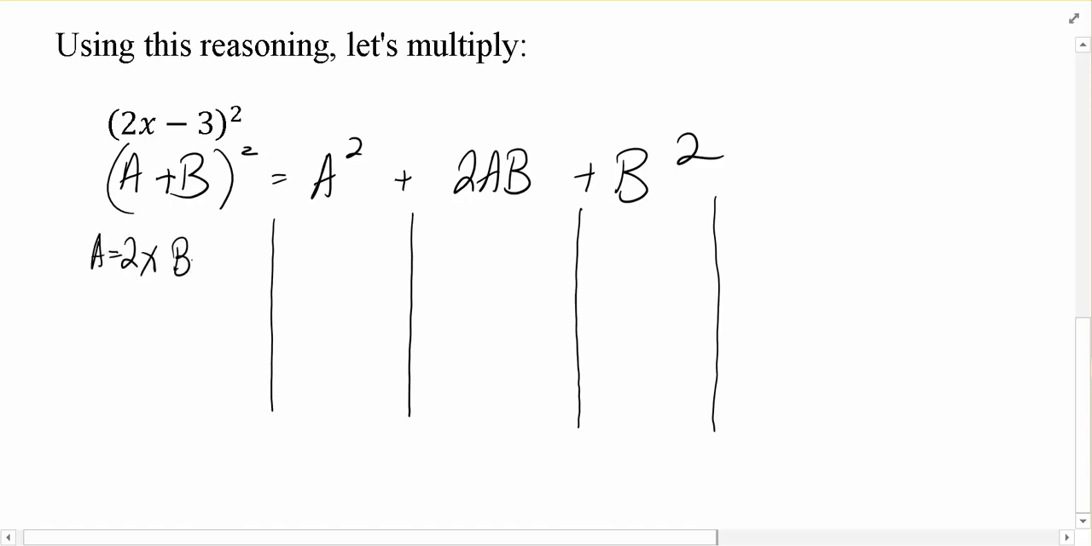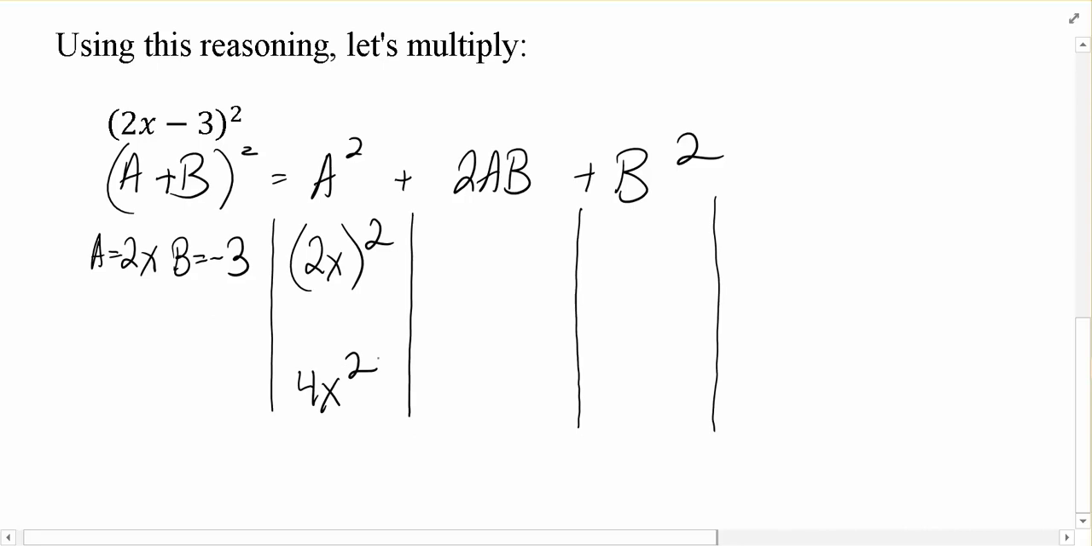So in our example here, our a value is 2x. Our b value is -3, because again, when there's a negative sign in a problem, that's just attached to the number after it. So when we go to our a squared area, that's our first term squared. If we take 2x and square it, that gets us 4x squared.